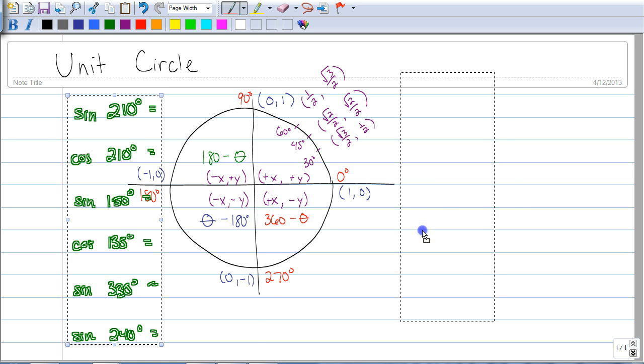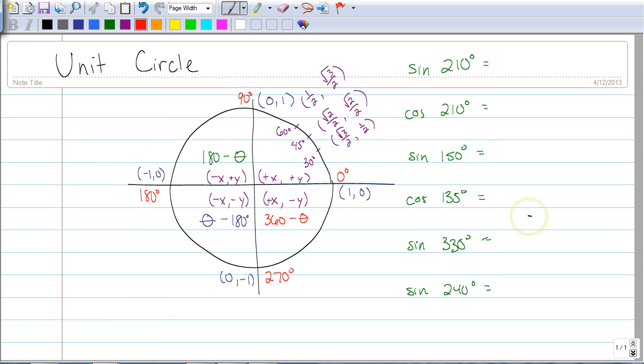So we're going to work on these examples here. We want to find these exact values. These are all angles that correspond somehow to one of these angles in quadrant 1. So here's how you approach this.